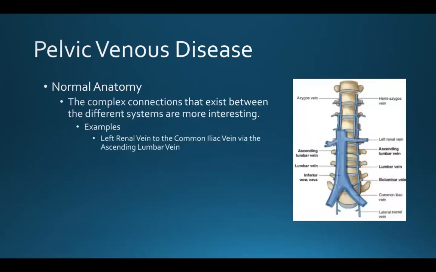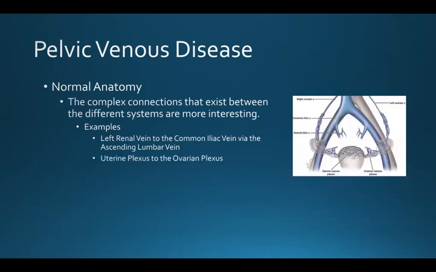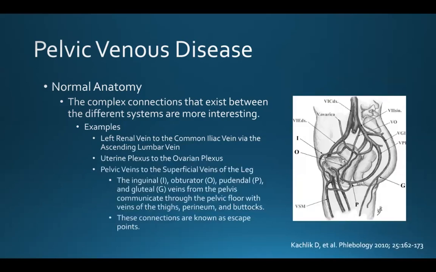What really makes this interesting are the complex connections that exist between these different systems of veins. One example is the left renal vein to the common iliac vein via the ascending lumbar vein. Another example is between the uterine plexus and the ovarian plexus. And finally, there are connections between the pelvic veins and the superficial veins of the leg, which is why these superficial veins of the leg are included in this whole discussion.